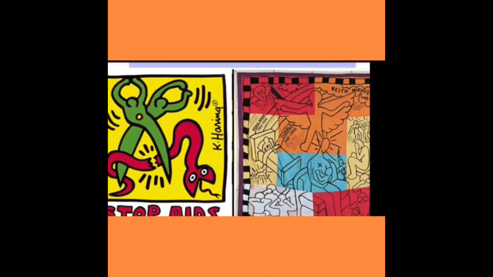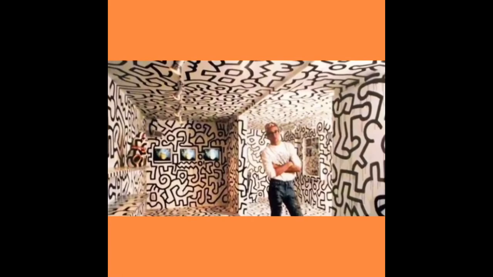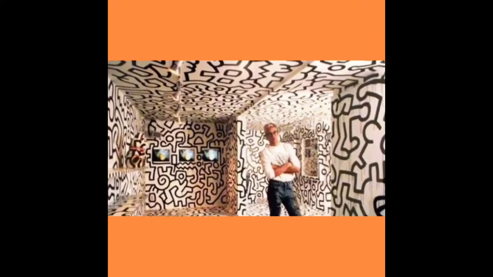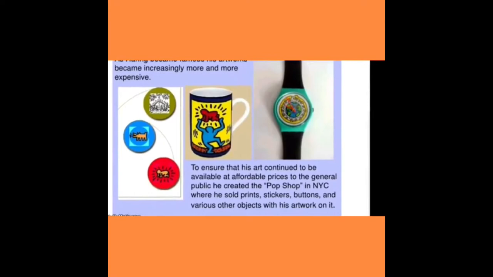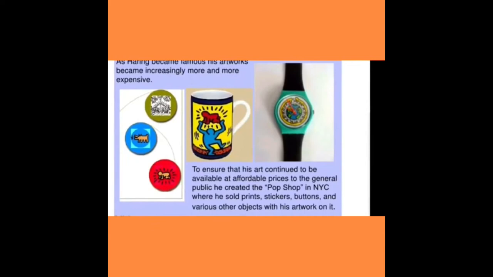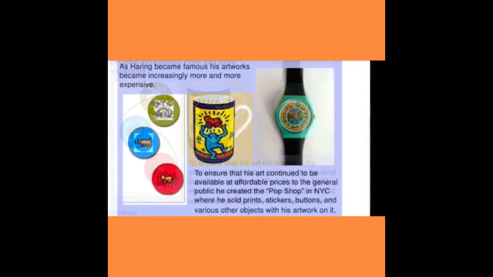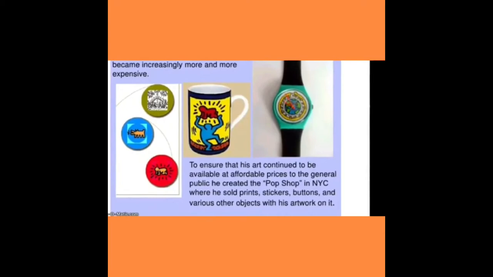As Keith Haring became famous, his artworks also became increasingly more and more expensive, and so to ensure that his art continued to be available at affordable prices, which was key to the general public, he created what was known as the Pop Shop, which was located in New York City. And here he sold prints, stickers, buttons, and other products that incorporated his artwork on it, and again, at an affordable price. So this is just a close-up view of his pop shop, so it's almost an artwork itself. But in September 2005, the pop shop finally closed its doors to the public.